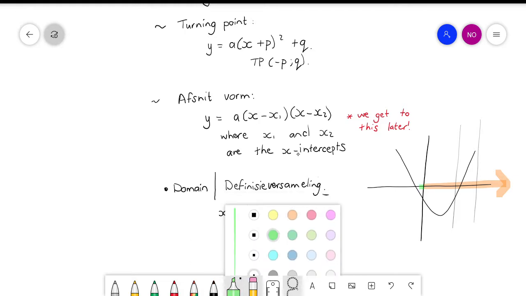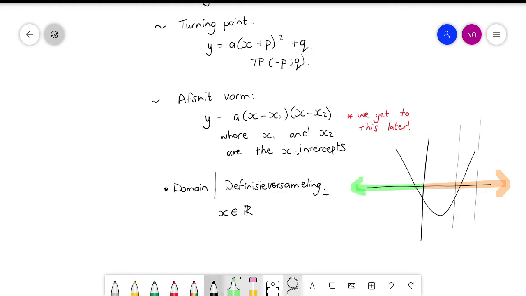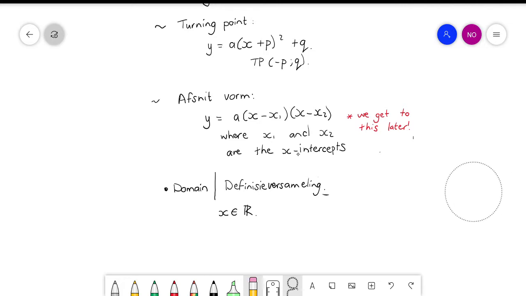So it doesn't matter how far I go that way. If I draw a line like this parallel to the y-axis, I will still get an intercept on my parabola. So this parabola exists for all values of x. Okay, goed. Maar wanneer dit kom by die y-waardes, gaan ons ook die vorm van die parabool in ag moet neem.